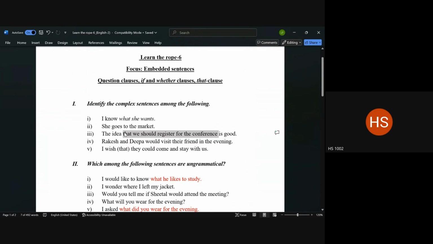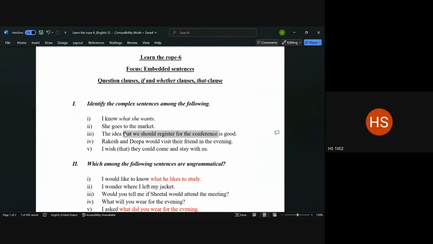What you see here is a subordinate clause which is associated with the subject, but it is not about the subject, right? So this is not an adjectival clause. This is a different kind of clause. It is not giving any additional information about the subject. This particular clause and the subject are one and the same. Okay. Can you see that in the sentence? The idea and the subordinate clause that we should register for the conference, they are one and the same, right? So I could either say the idea is good, or I could even say that we should register for the conference is good. Am I right?